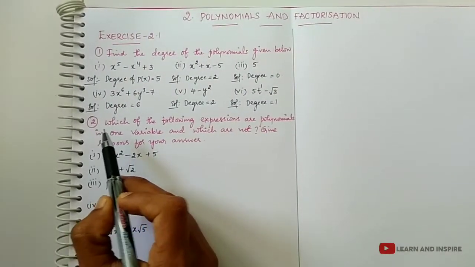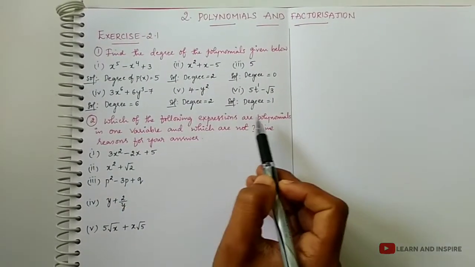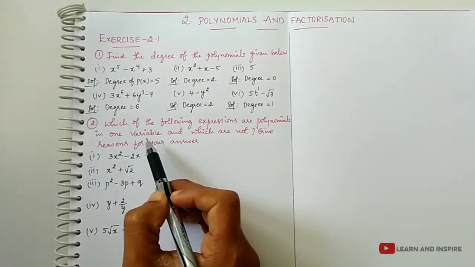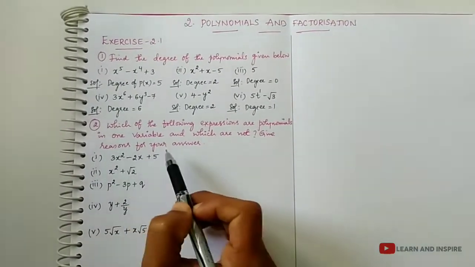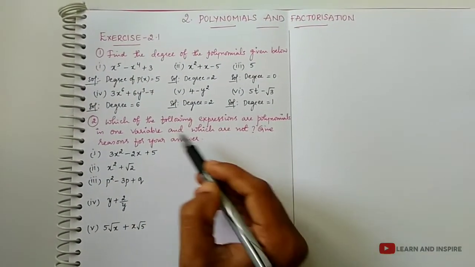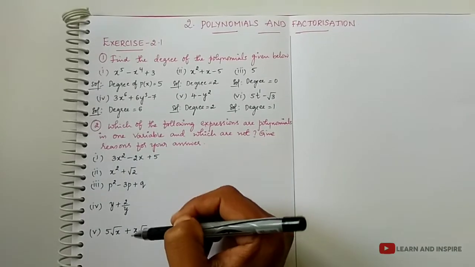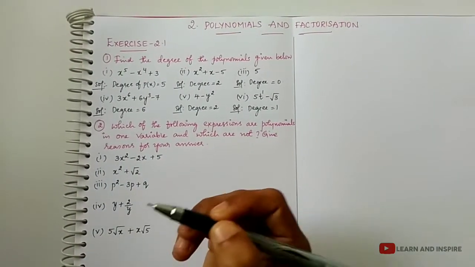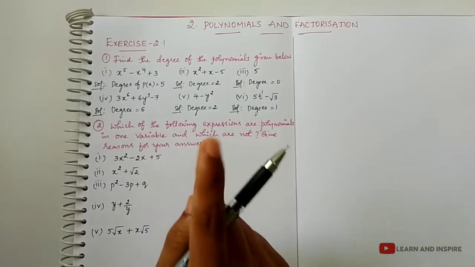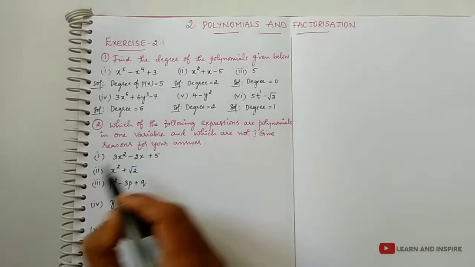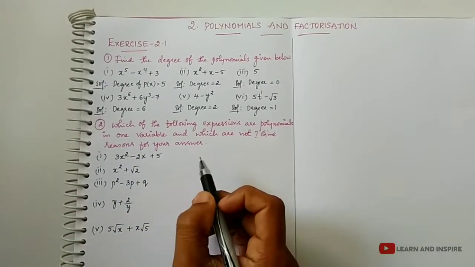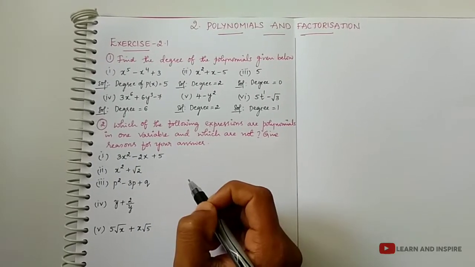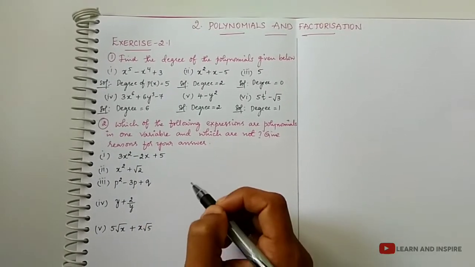Next, question number 2. Which of the following expressions are polynomials in one variable and which are not? Give reasons for your answer. Expressions are given, and we have to identify which of them are polynomials in one variable. Which polynomial has only one variable, and we have to give a reason for the answer.